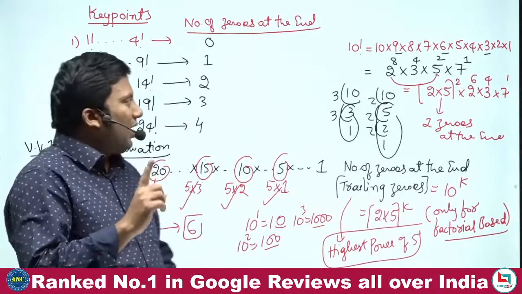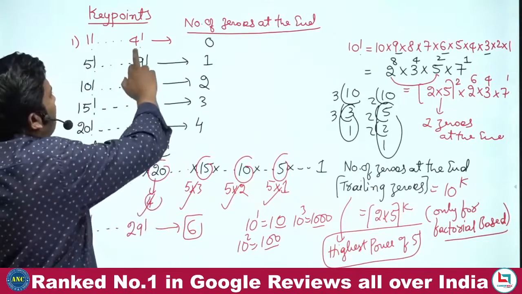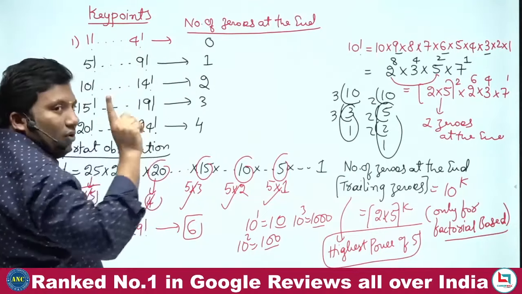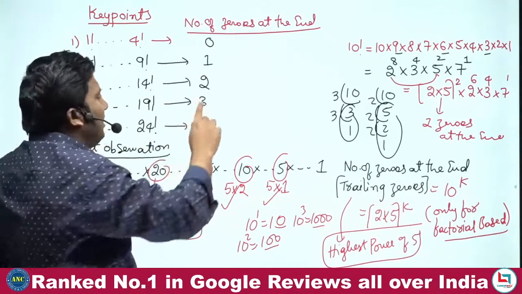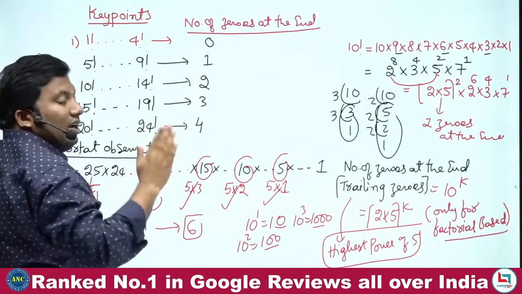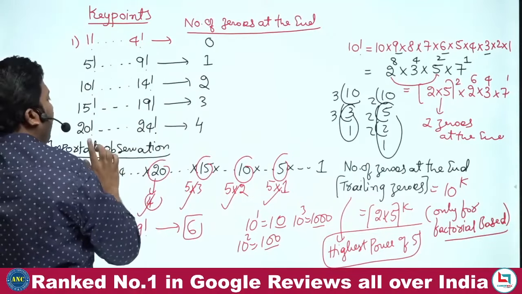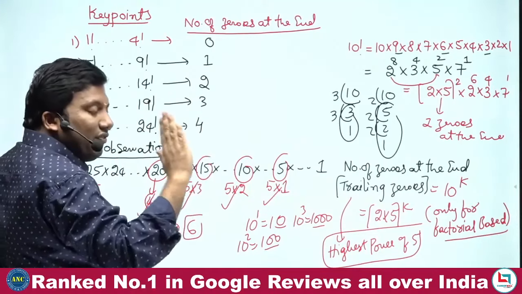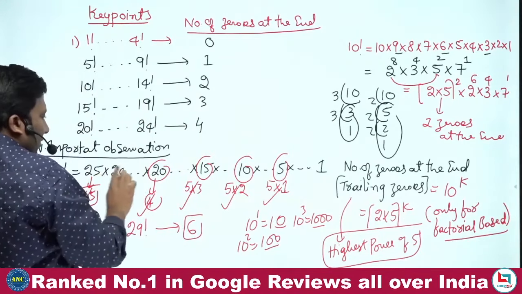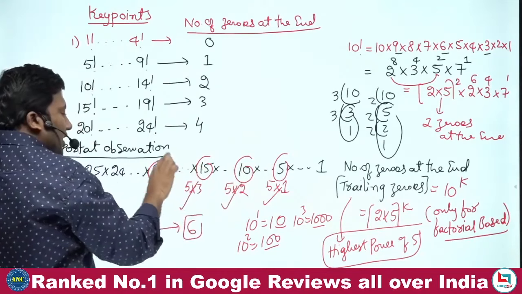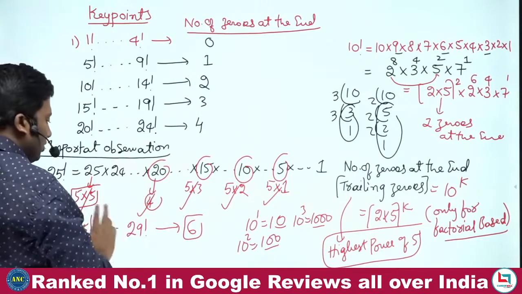Again, I am repeating, there are some important observations. From 1 to 4 factorial, there are no multiples of 5, so 0. From 5 to 9, only one multiple of 5, so 1. From 10 to 14, 10 is there, 5 is there, so 2. From 15 to 19, 15, 10, 5 are there, so 3. From 20 to 24, 20, 15, 10, 5 are there, so 4. From 25, there are 5 ones, 5 twos, 5 threes, 5 fours, and 5 square gives extra 2 powers of 5. So 4 plus 2, it is 6.